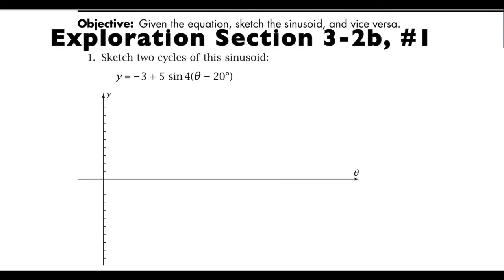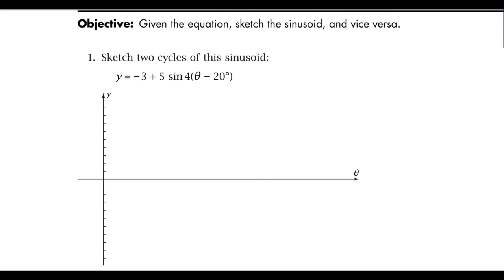On Exploration 3-2b, problem number 1 asks you to sketch 2 cycles of a sinusoid that you're given as an equation. The equation is y equals -3 plus 5 sine 4 times theta minus 20.